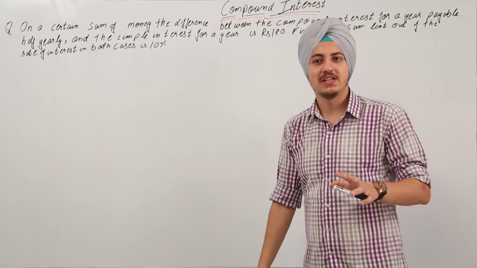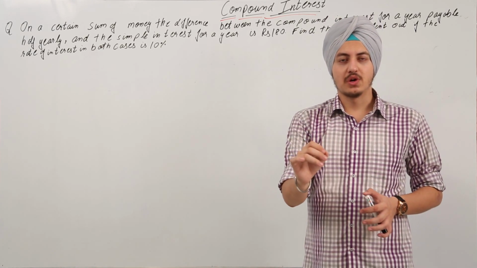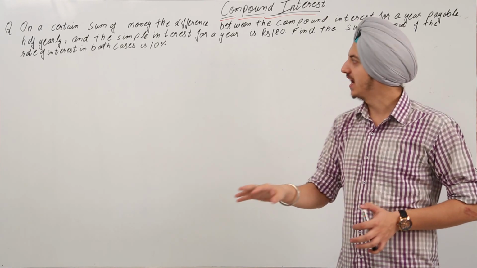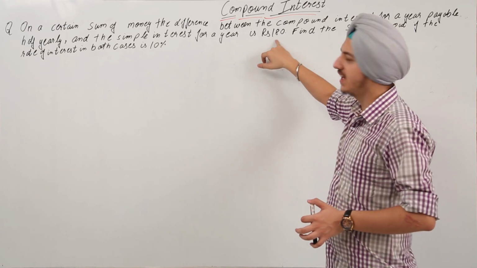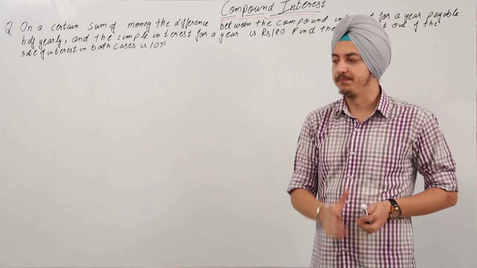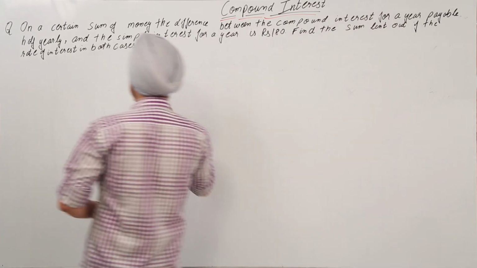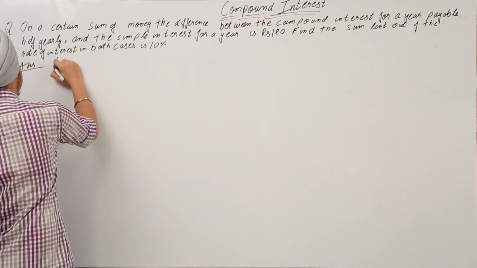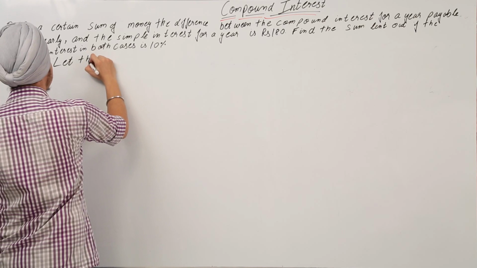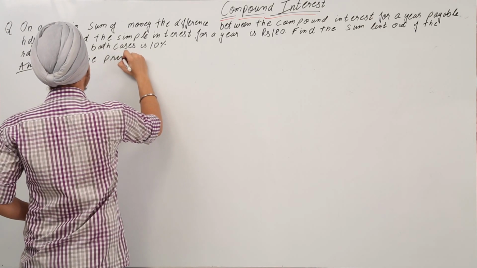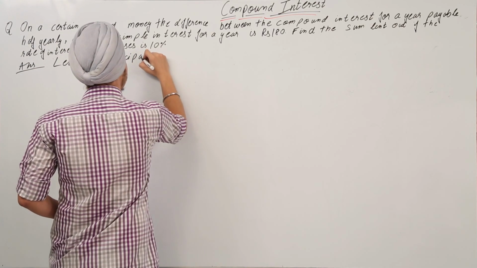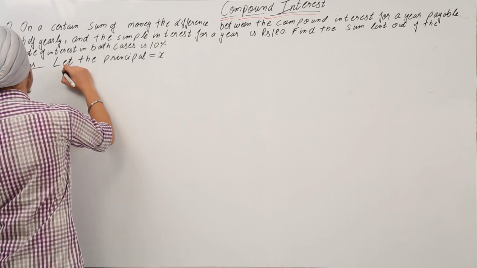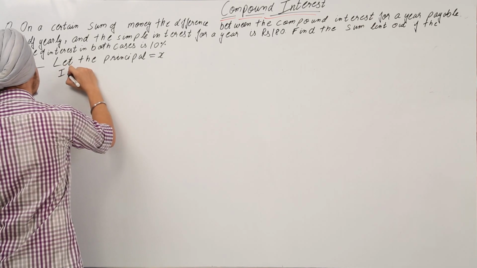So if we can write down the compound interest and the simple interest in terms of principal, and we subtract them both and equate them with 180, we can find out the principal. How do we do that? First of all, we say let the principal equal x.